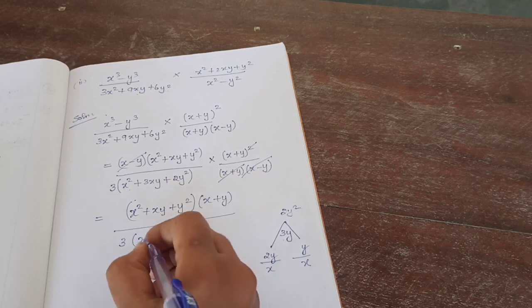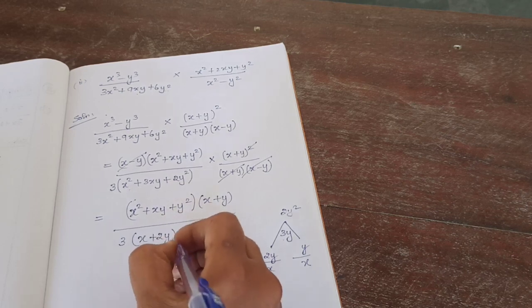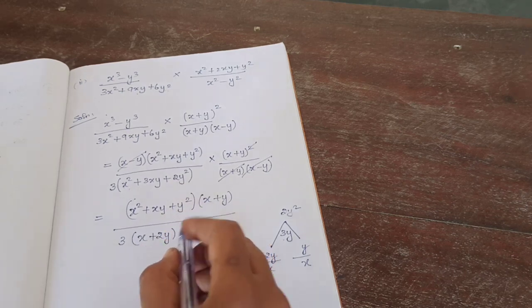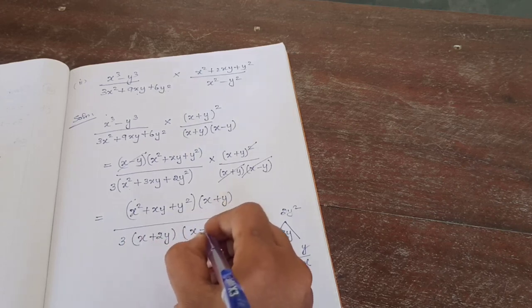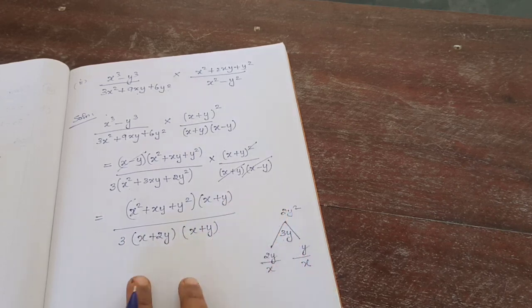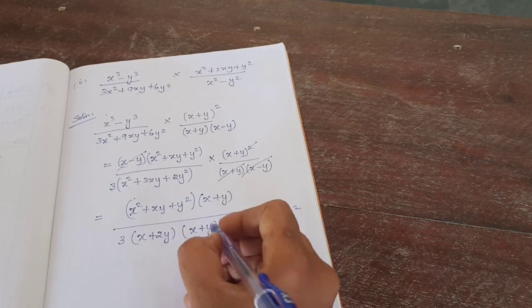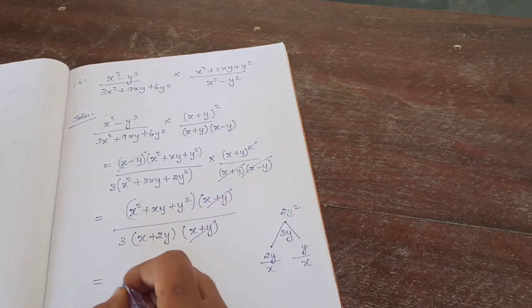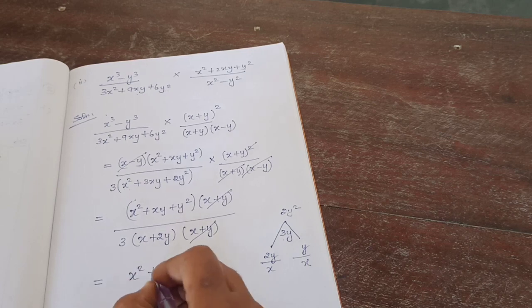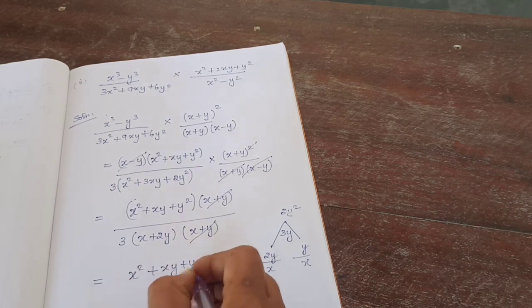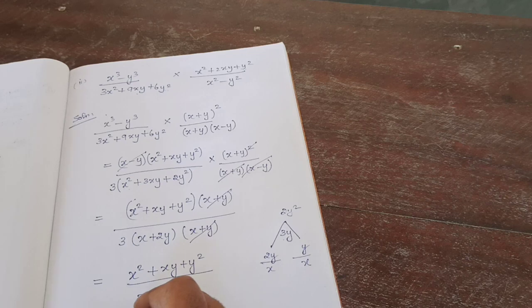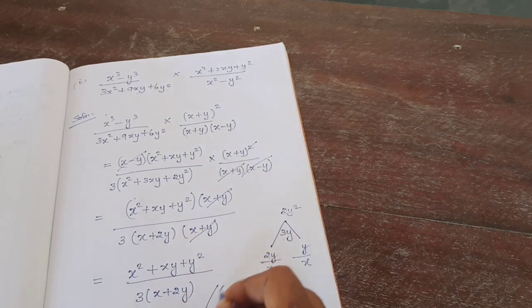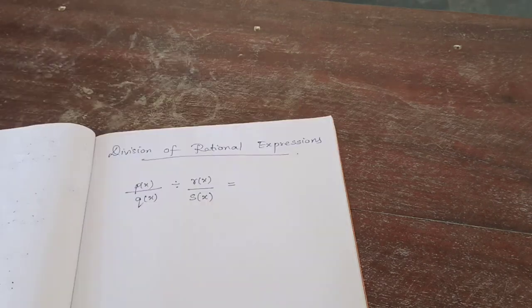Then x plus 2y into x plus y. Any other terms are there? No. Then shall we cancel this? So x plus y gets cancelled. What is the final answer? x square plus xy plus y square divided by 3 into x plus 2y. That's all this problem. Okay.